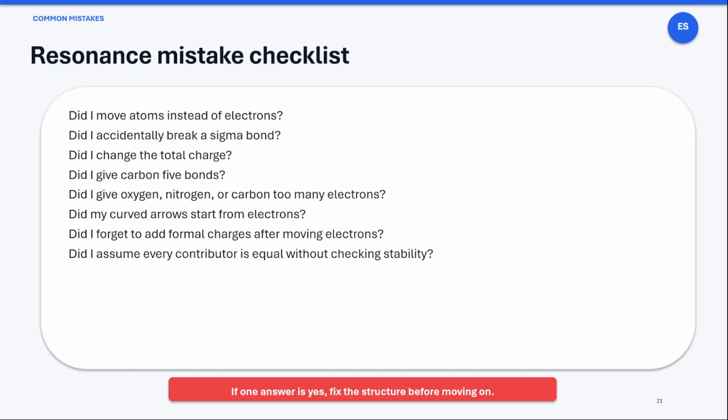Slide 21. Before submitting your answer, run this checklist. Did I move atoms instead of electrons? Did I break a sigma bond? Did I change the total charge? Did I give carbon 5 bonds? Did my curved arrows start from electrons? Did I forget formal charges? Did I assume every contributor is equal without checking stability? This checklist catches most resonance mistakes.